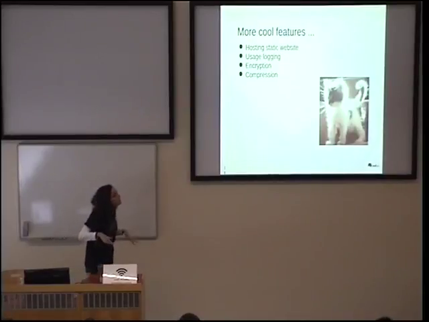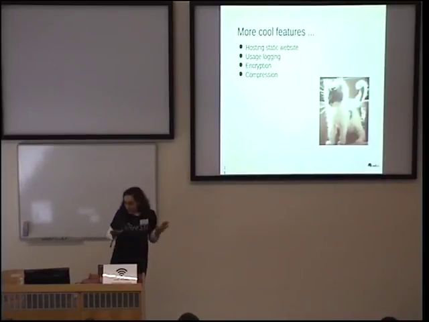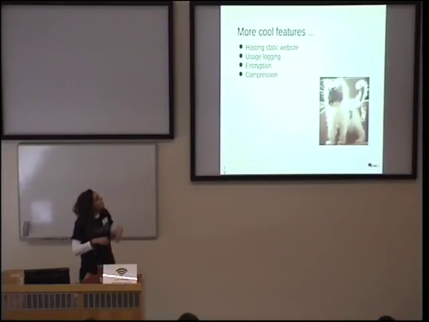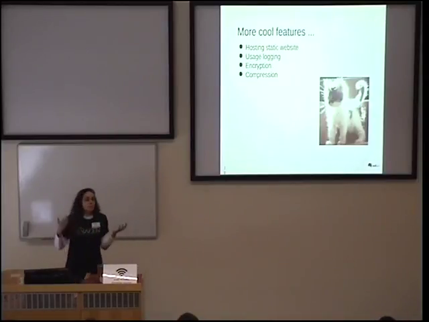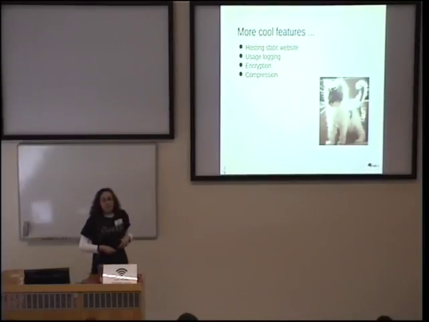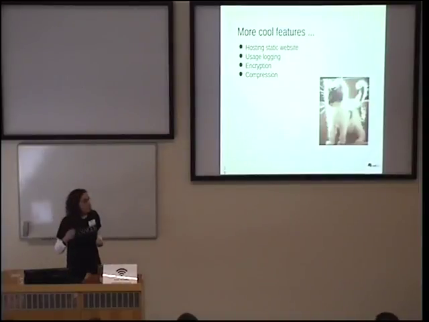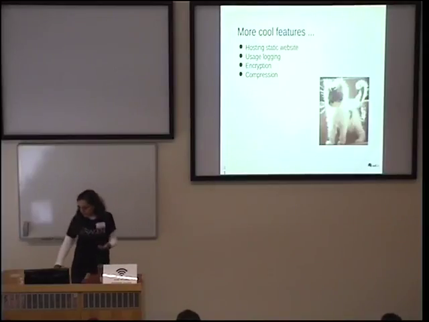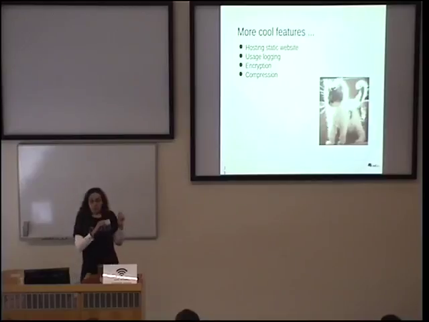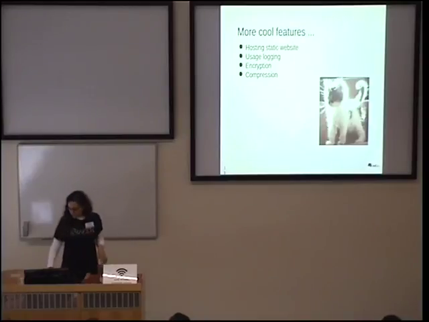And object storage has lots of very, very cool features. We have hosting static websites. We have usage logging. It's very important for cloud because we want to bill our customers. We want encryption because security and privacy of your data is very important, and we have compression so we can save space. And it's compression per object. We compress each object.